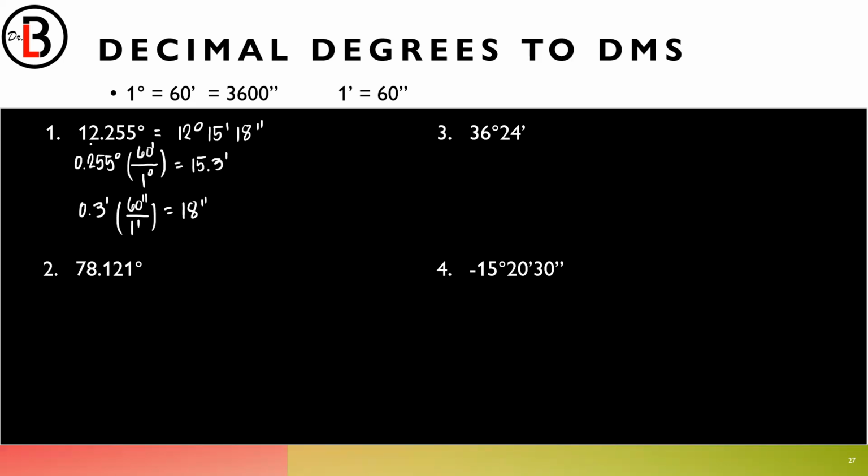Now, I want you to please press this in your calculator. 12.255 degrees, and then press equal sign. And then press the degrees, minutes, second button. Does it give you this one?